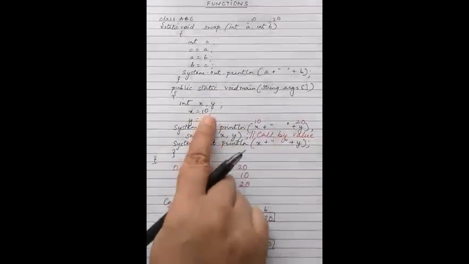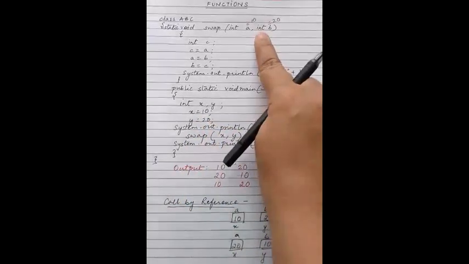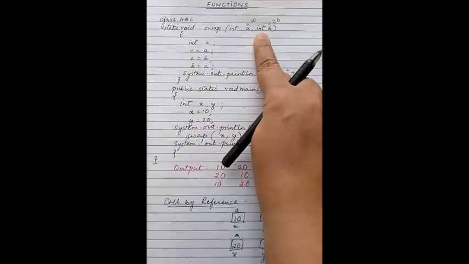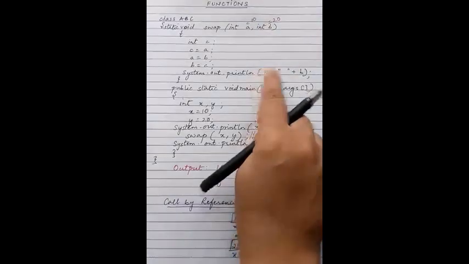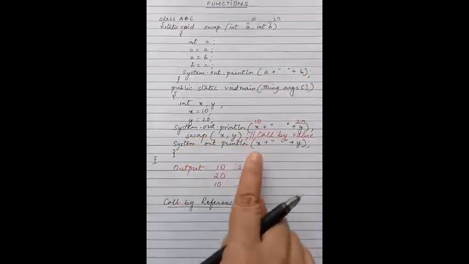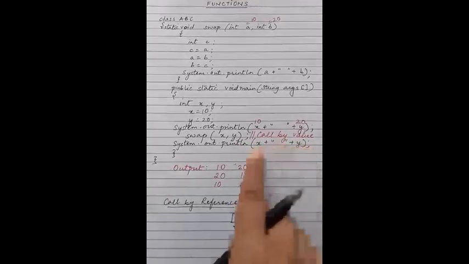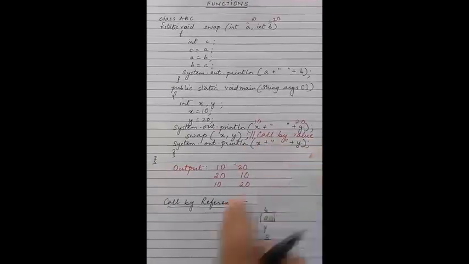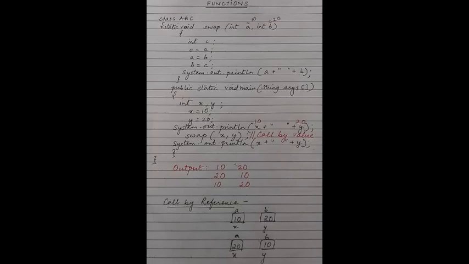So in call by reference, if the values of x and y are being passed from here to here, they are referring to the same memory location, the values are interchanged, so a becomes 20, b becomes 10, and after this function call, if I print here x and y, it will also print 20 and 10. This is the difference between call by value and call by reference. I will make a table and write down the differences.